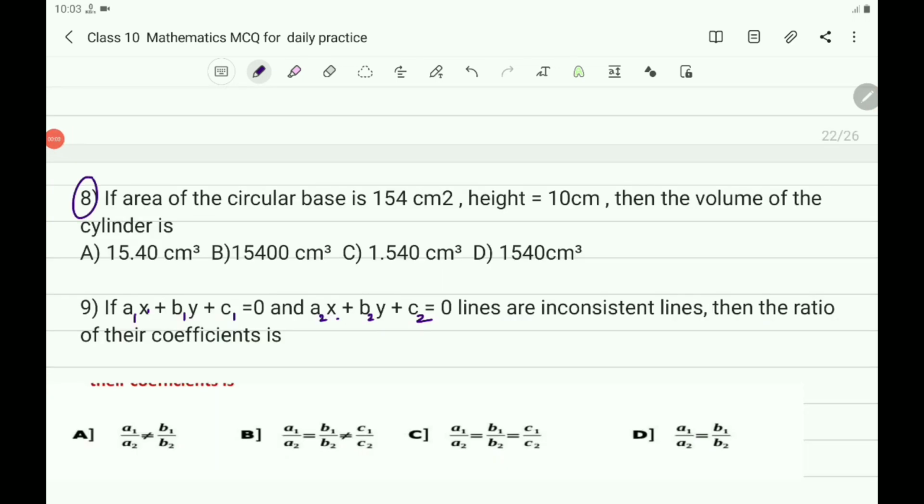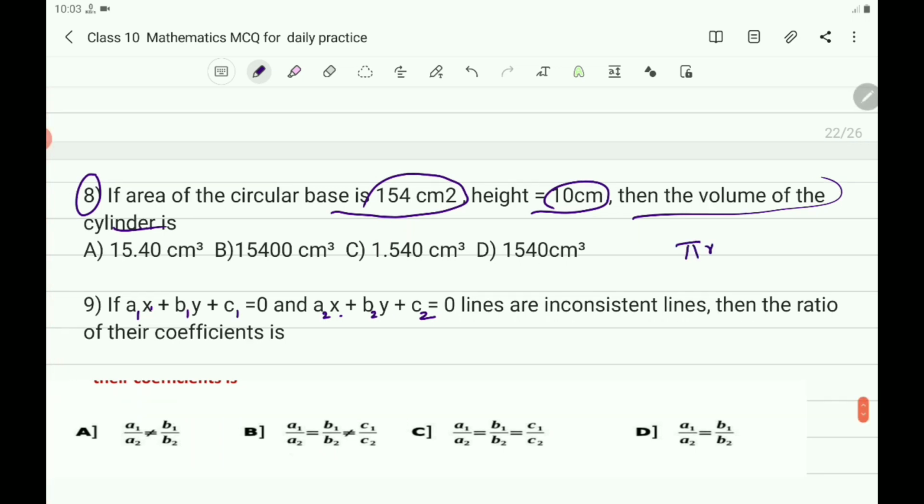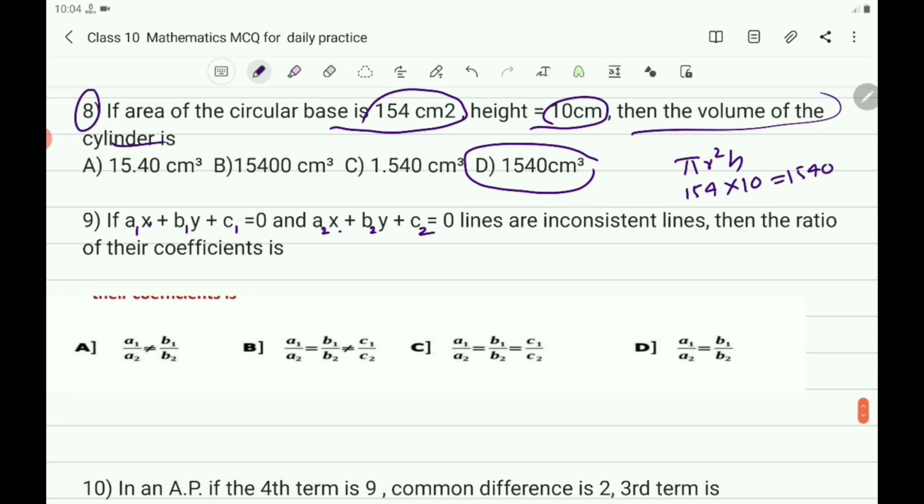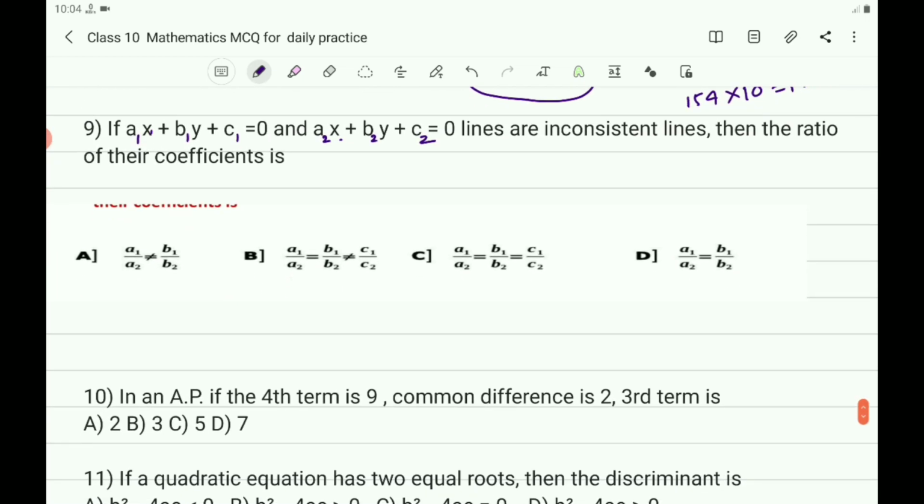If the area of the circular base is 154 cm square, height is 10 cm, then the volume of the cylinder is. You know the formula to find the volume of the cylinder, that is pi r square h. That is nothing but the area of the base into height. Area of the base is given, 154 into 10. Pi r square is nothing but the area of the circular base. So you will get 1540. So what is the answer here? Option D is the answer, 1540 cm cube.